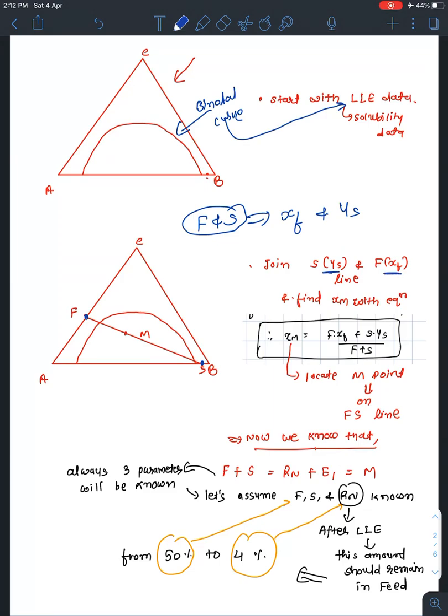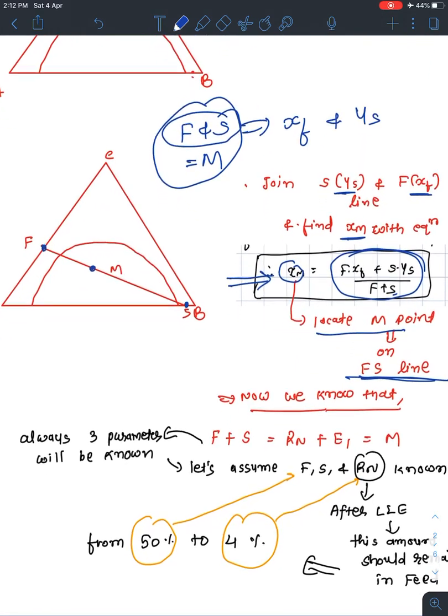And we can find this XM. How? By joining these points, we know the equation: XM equal to F XF plus S YS divided by F plus S. All these parameters are known to us, so we can come to know what the XM point is. So we can locate the M point on this line only. Why? Because F plus S is equal to M, so all these points should be on a single line. That is the repeated process that we did in single stage. So this is on the FS line, which I have indicated.